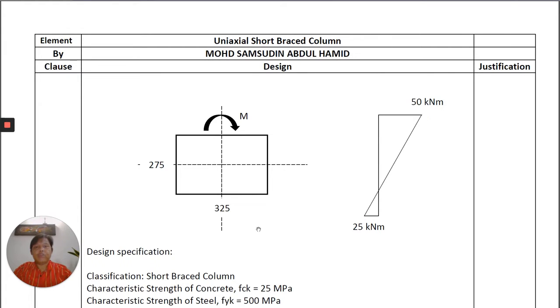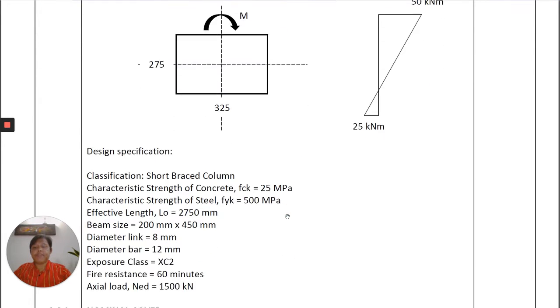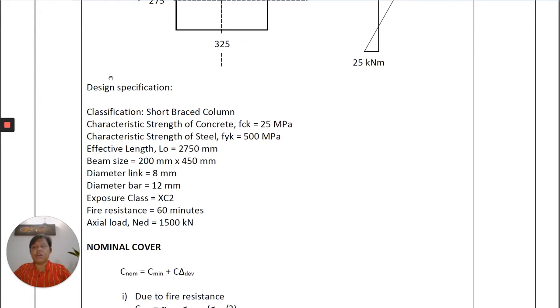Today, I'm going to share with you how to design a uniaxial short braced column. Given here is the cross-section of the column with 275 mm for the B and 325 mm for the H, with a moment acting at the major axis, where the bottom moment is 25 kNm and the top moment is 50 kNm. Given here are the design specifications in order for us to design the column.